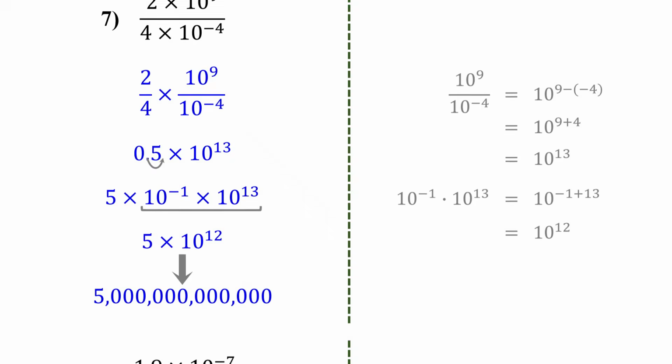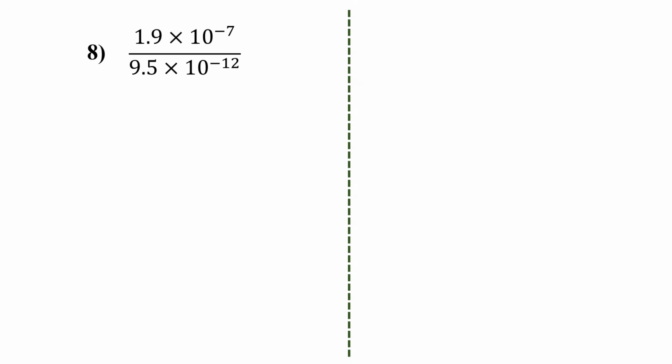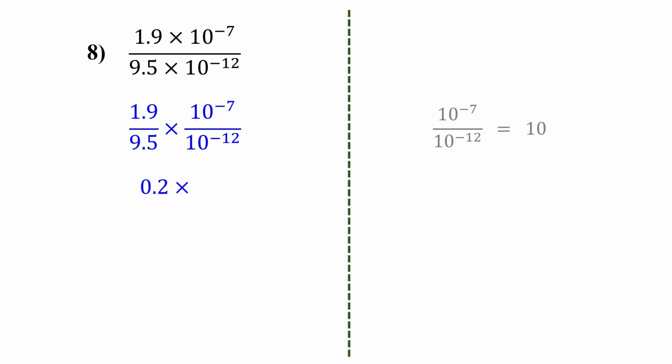Excellent. Let's move on to our last example with decimals. Pause the video and give it a try. Start by grouping, and then divide each part. 1.9 divided by 9.5 is 0.2. For the powers of 10, keep the base 10 and subtract the exponents. -7 minus -12 equals 5. So we get 10 to the 5th power.